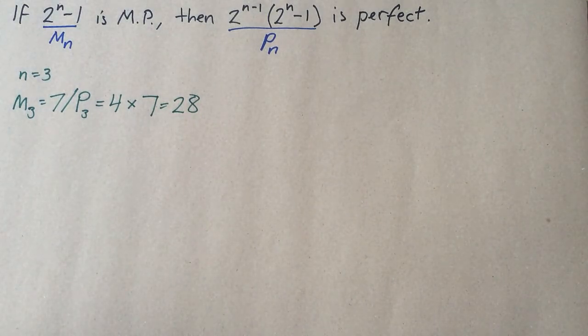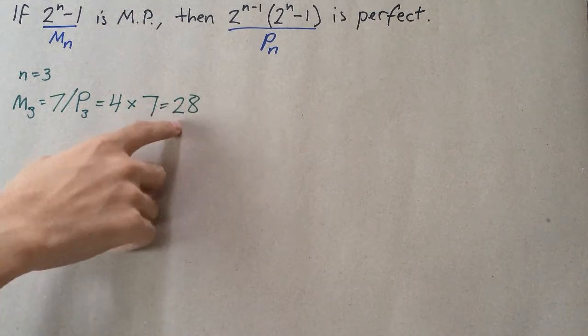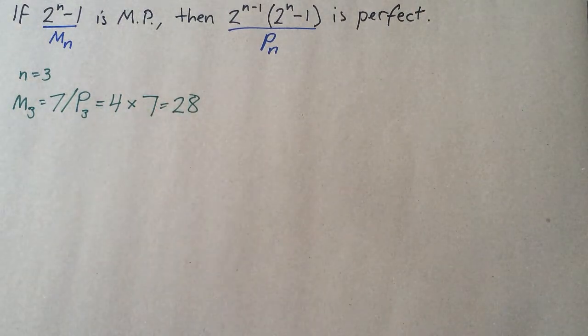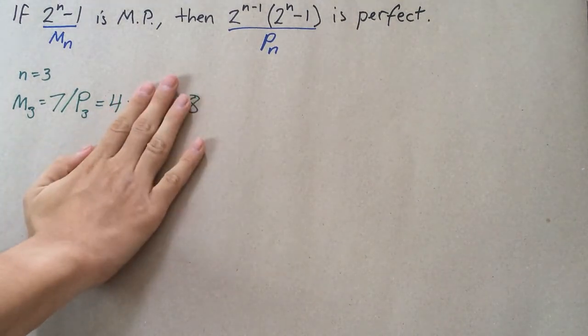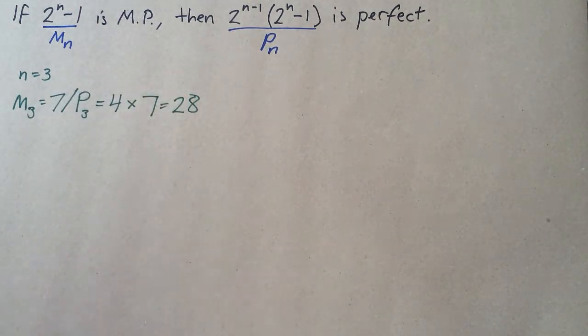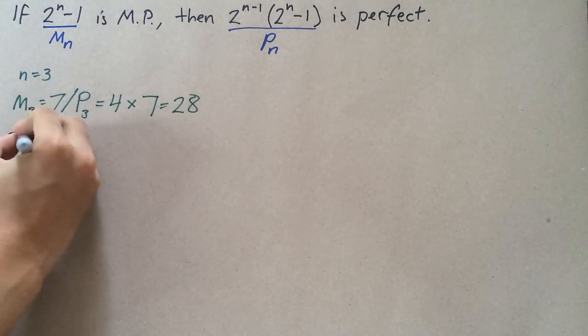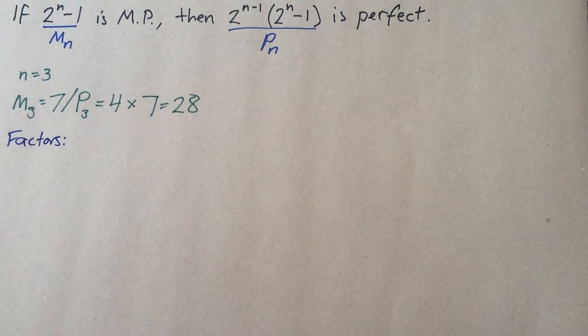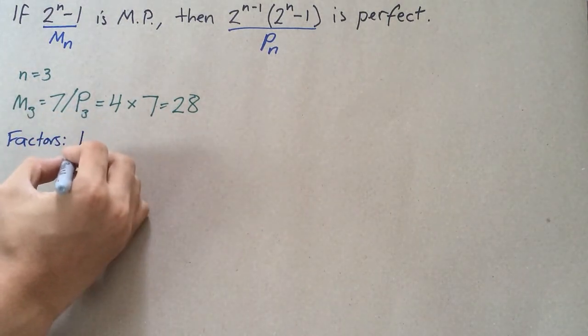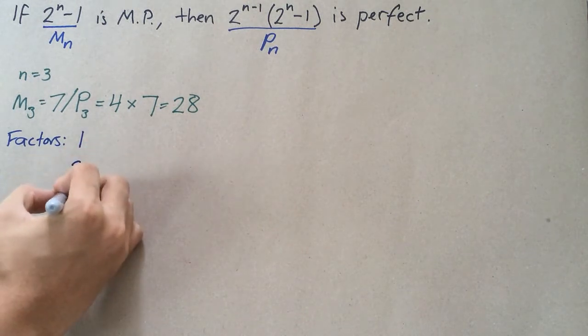If you actually add up all of the factors of 28, including itself, you would get double of this, because you get one time of yourself plus another one of yourself, so you get 56. So let's list out all the factors of 28. First we look at the factors of 4. The factors of 4, I'm going to write it here, are going to be 1, 2, and 4.